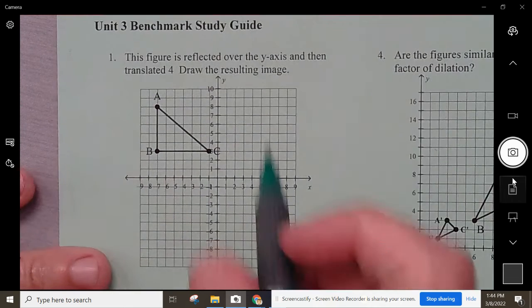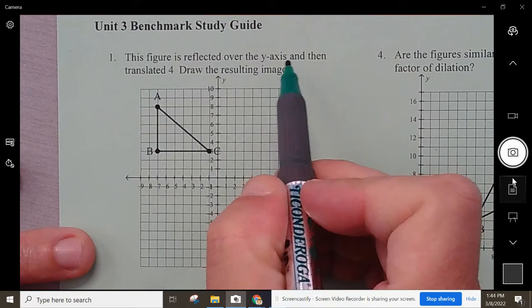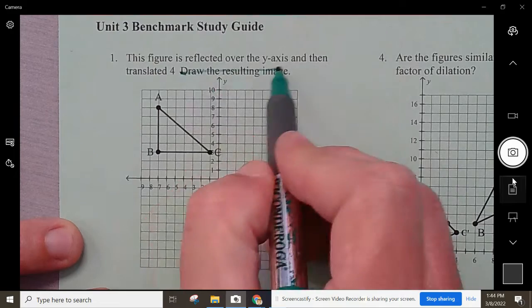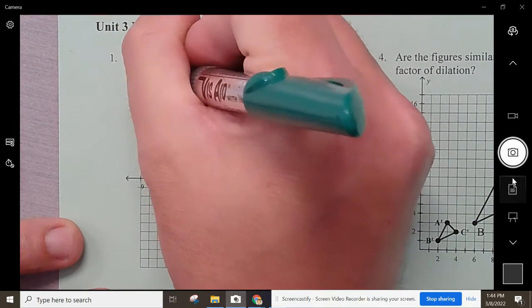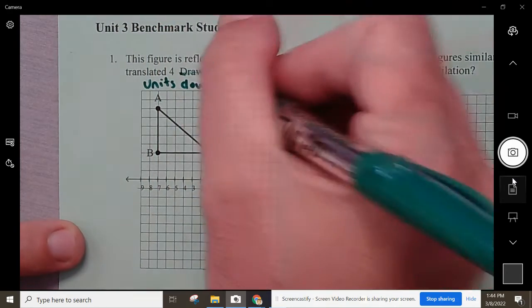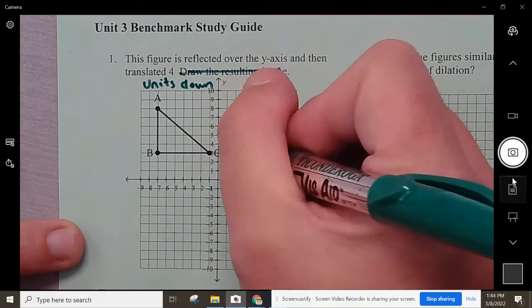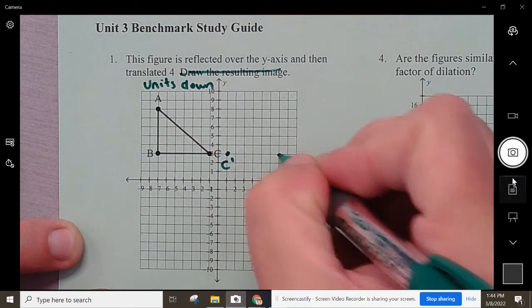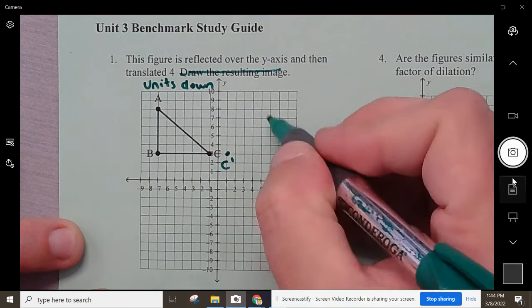It says the figure is reflected over the y-axis and then translated for, it doesn't tell you 4, it should have told you 4 units down. All right, I meant to write that down. That's an error. That's my bad. So if you just reflected it, you'll still get credit. But this would be C prime, right? This would be B prime, and this would be A prime.